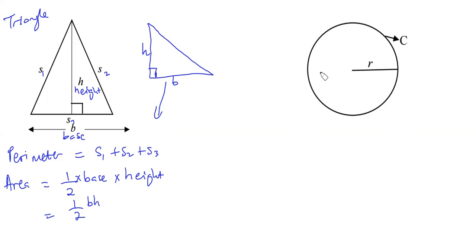Now let's look at a circle. So this is a circle. And remember, we have a radius. And how do we get the perimeter? So perimeter is equal to 2 pi r. So 2 pi r, this is how you get your perimeter.